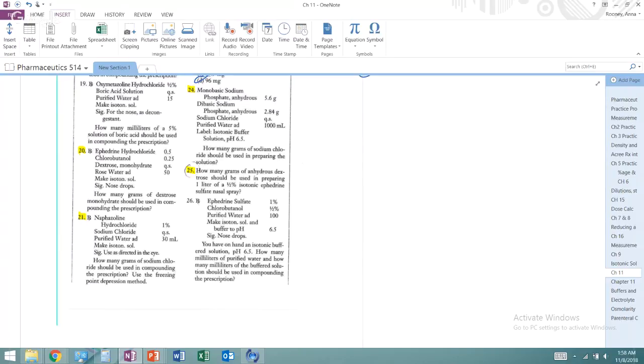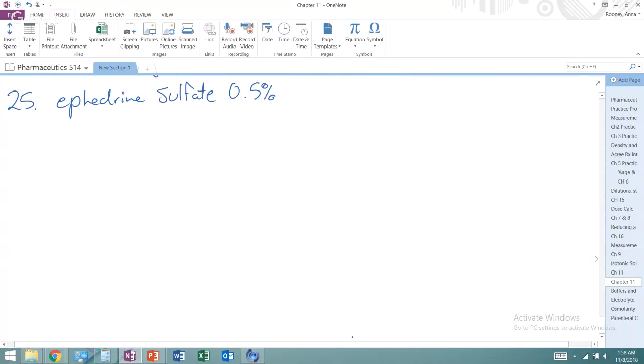Sorry, I meant to get in there that we are doing number 25. So we have anhydrous dextrose, and that is a QS, and then we're adding water.